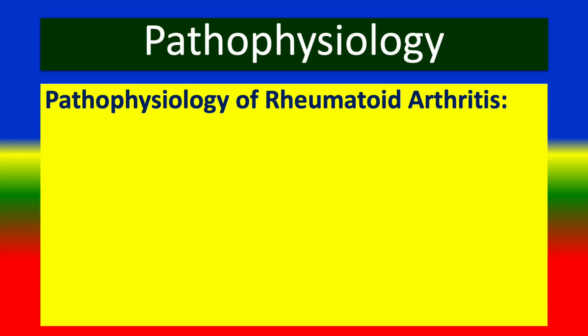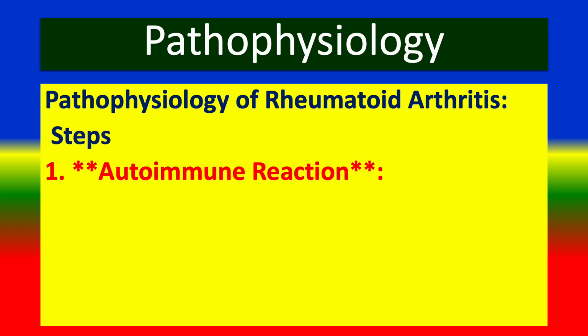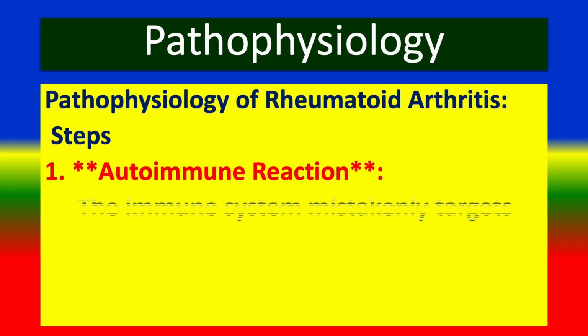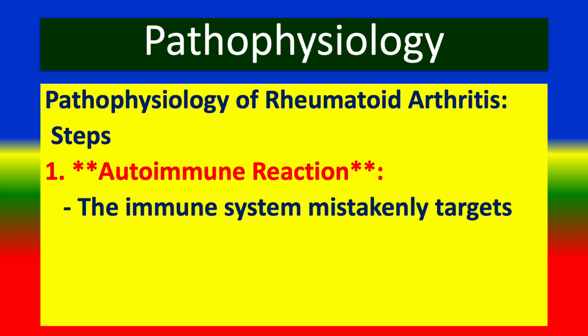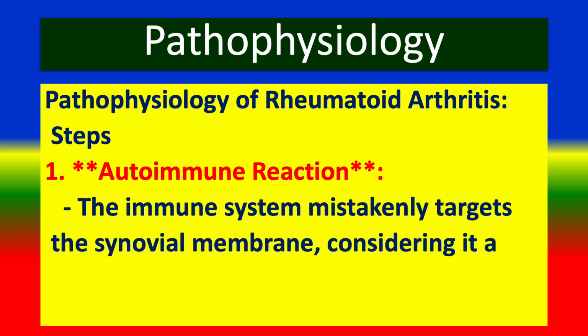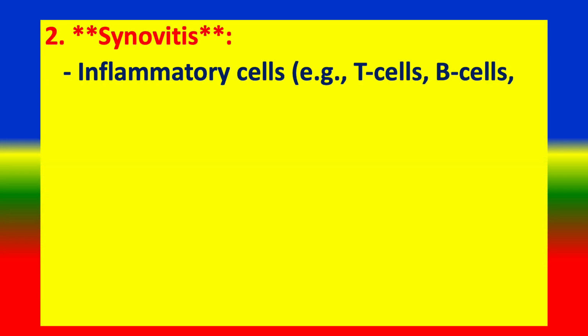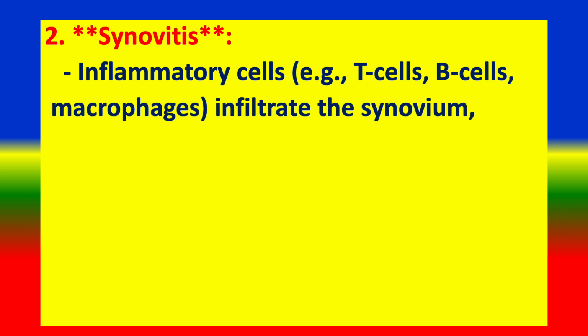Pathophysiology of rheumatoid arthritis. Steps. 1. Autoimmune reaction. The immune system mistakenly targets the synovial membrane, considering it a foreign body. 2. Synovitis. Inflammatory cells, for example T cells, B cells, macrophages, infiltrate the synovium, causing inflammation.